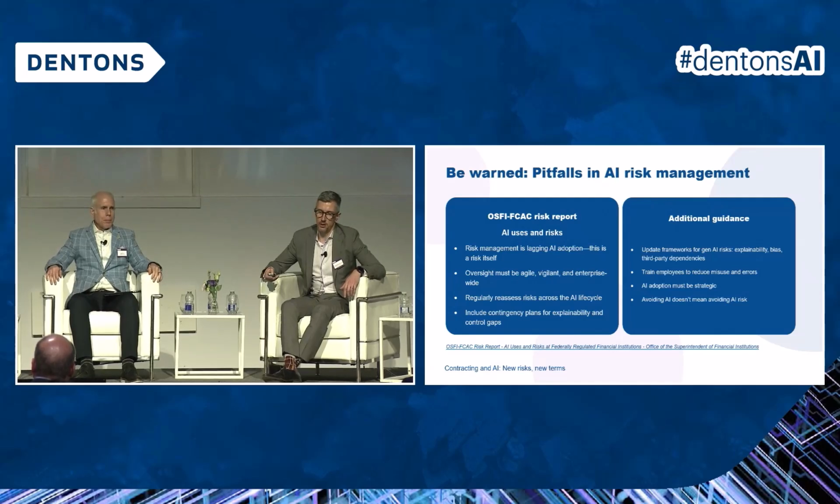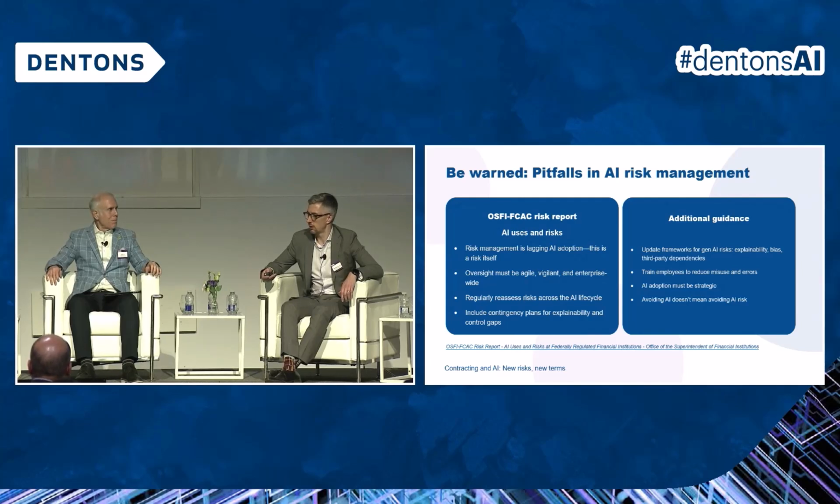So just a final watch out here, this comes from OSFI, which is the bank regulator here in Canada. Oversight must be agile, vigilant, and enterprise-wide. So back to that governance question, this isn't just a contract thing. This is an entire organization thing. There needs to be regular assessment of risks across the AI lifecycle and contingency plans for explainability and control gaps. I think that's really good advice, and people should take that away.